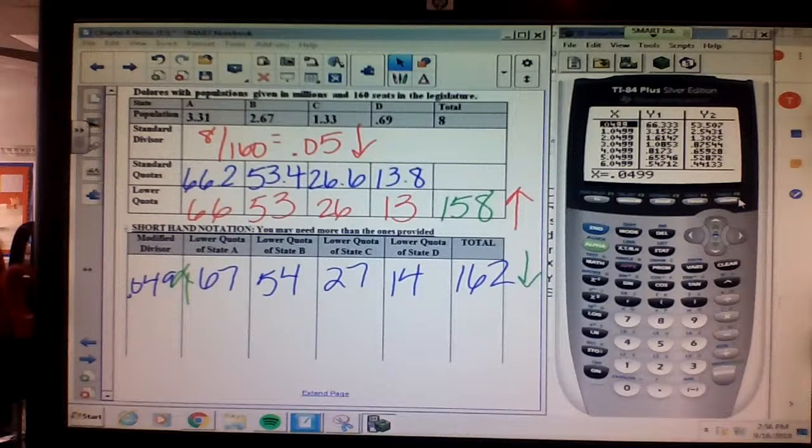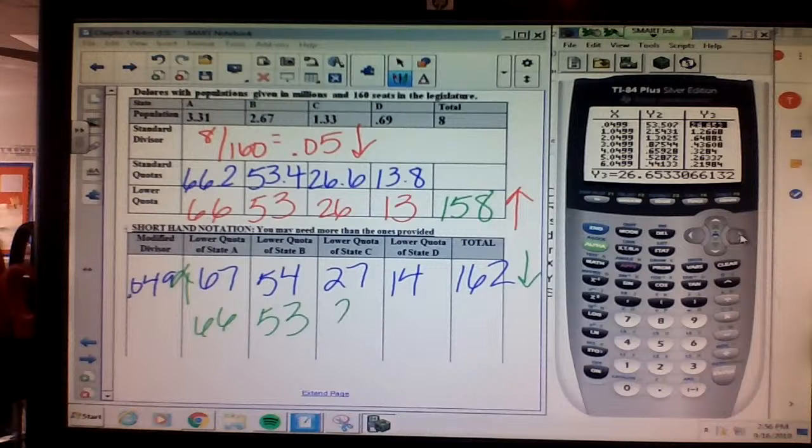66, 53. All right, hold on. 66, 53. We've moved something here. Did you get it? 26. Uh-oh. We lost too many. 26 and 13. We lost too much. So we're back down to 158.